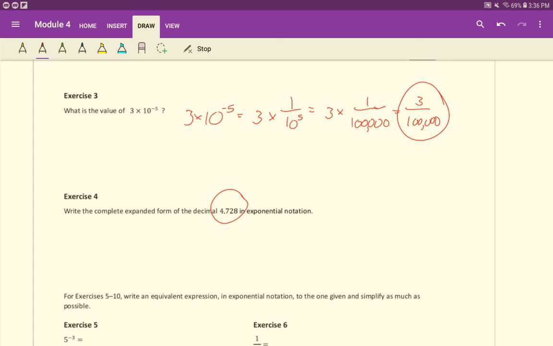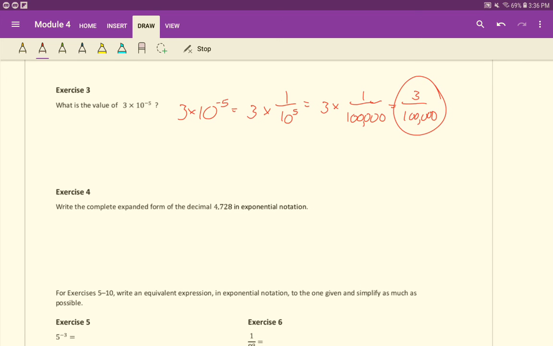In exercise 4, we're supposed to write the complete expanded form of the decimal 4.728 in exponential notation. So the way we're going to do that is we're going to break it up into its parts. So 4.728 is the same as 4 plus 0.7, for the 0.7 part right there. For the 2 part, it's really plus 0.02. And for that 8 at the end there, it's plus 0.008. And that would create this.